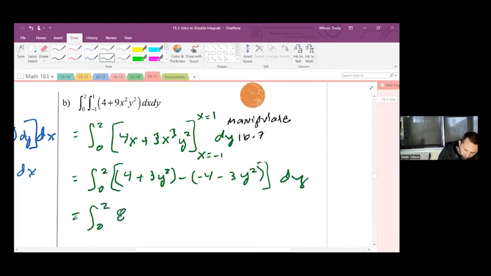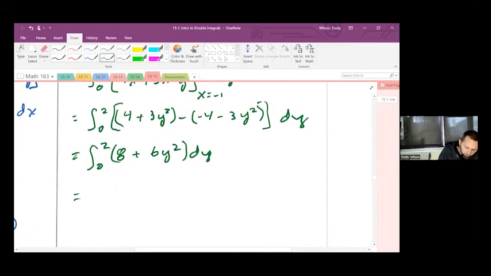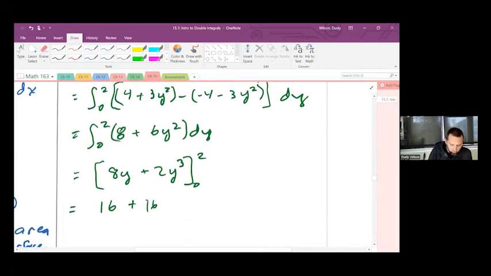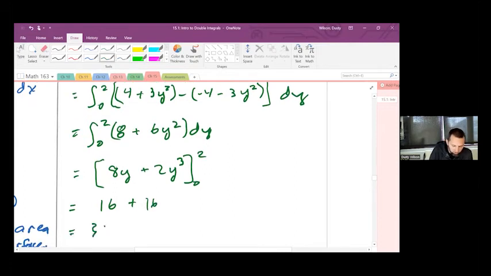Let's combine like terms. So I think I've got 8 plus 6y squared dy. Antiderivative would be 8y plus 2y cubed from 0 to 2, which would be at 0, both are going to be 0. So it looks like we'll have 16 plus 2 times 8, or 16, which is once again 32.